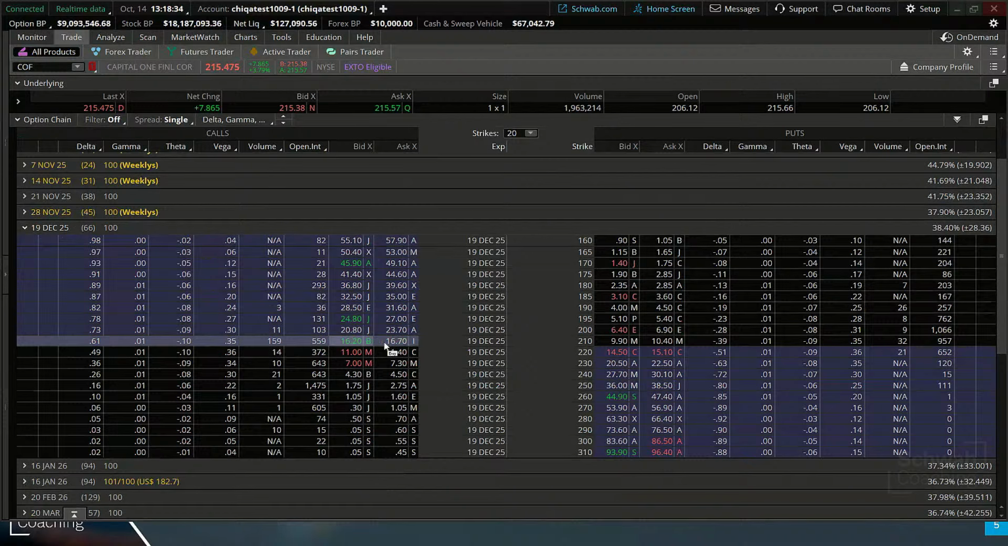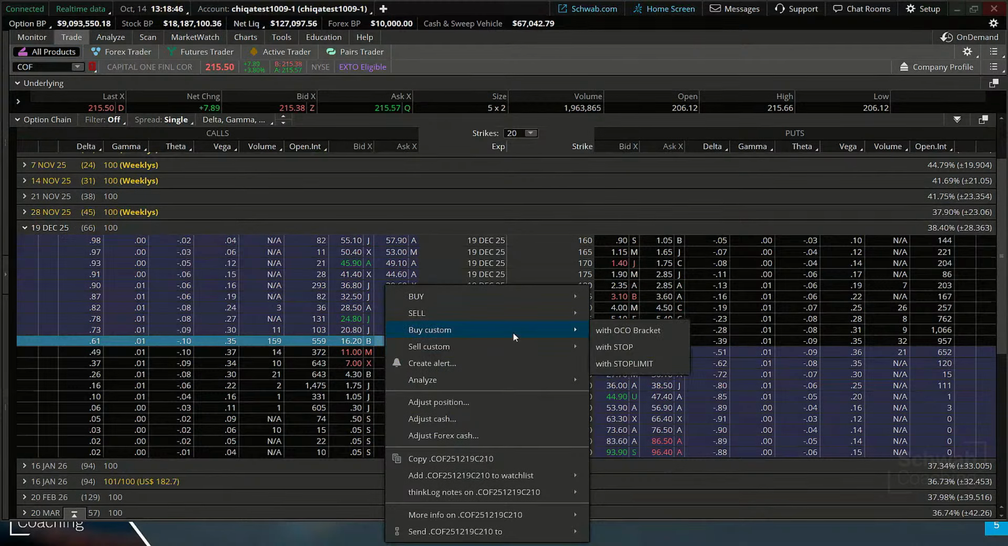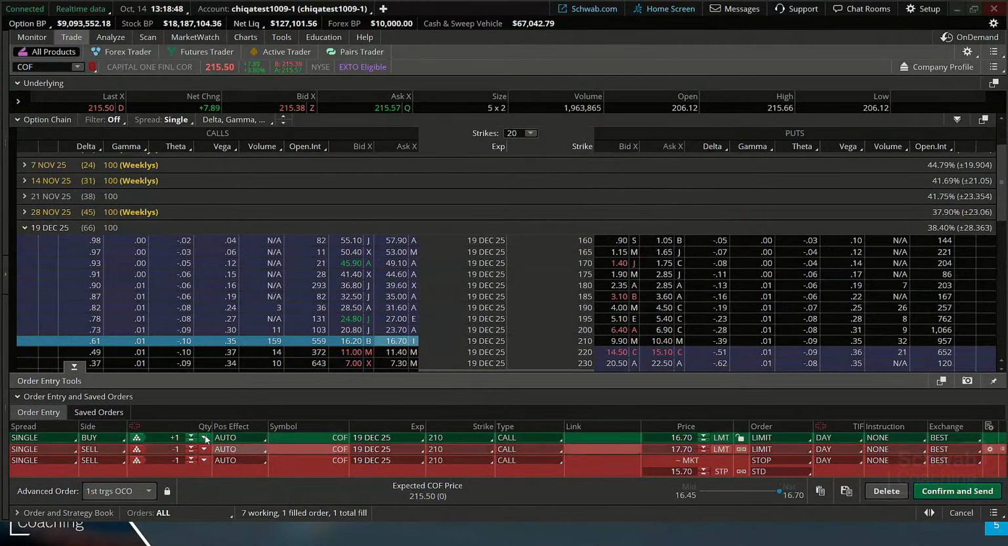We have a tight spread on the option here because of the liquidity within the option. So I am going to set up the trade for this one and right click on the option, go to buy custom with OCO bracket. Now we're going to select our entry as the midpoint of that option. Now you may notice the price of the option still is trading from 16.20 to 16.70. So I want to try to catch the middle of that spread.